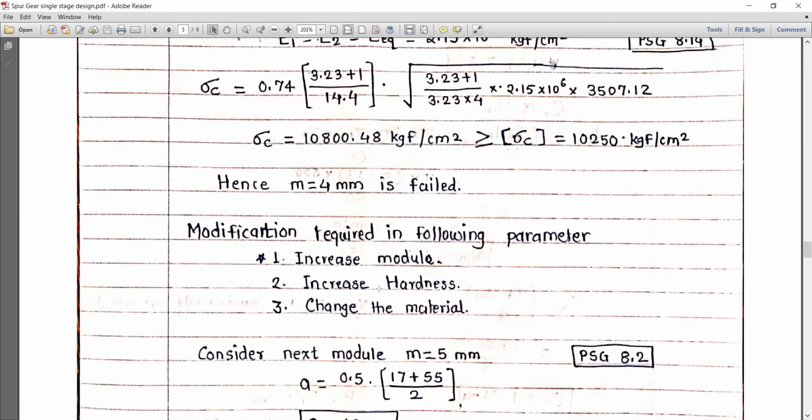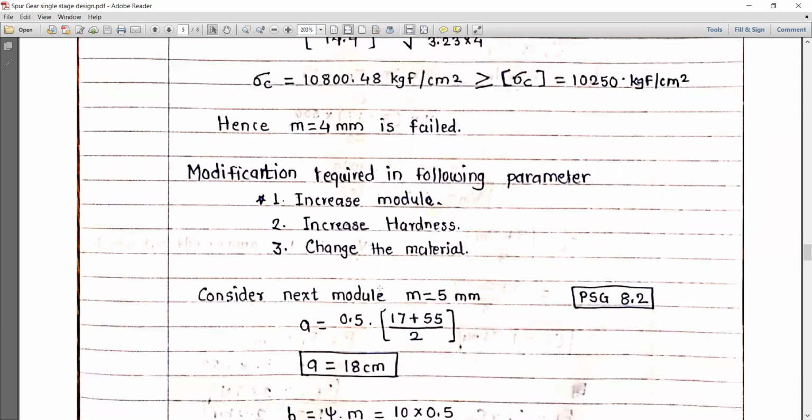So I mentioned three parameters which should be changed, and based on that you can find out the design. First one, increase module. Second one, increase hardness. And third one, you can change the material. So out of this, point number one is more flexible, so you can increase the module. Since an alloy material is mentioned to be used, to hum log material ko change nahi kar sakte. Then hardness already uska aapko mentioned hai as per PSG, to usko bhi change nahi kar sakte. To abhi bacha hum log module ko increase karenge.